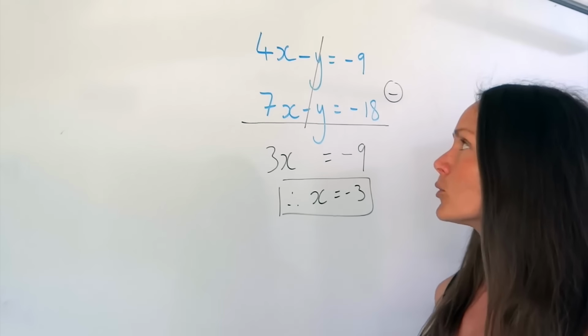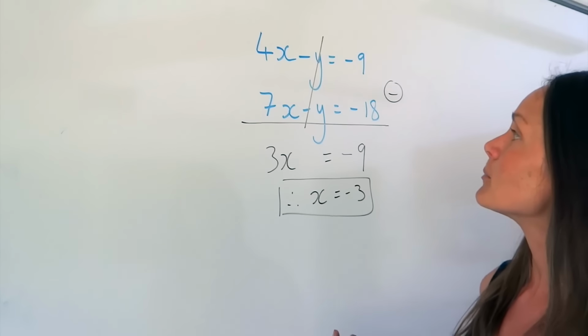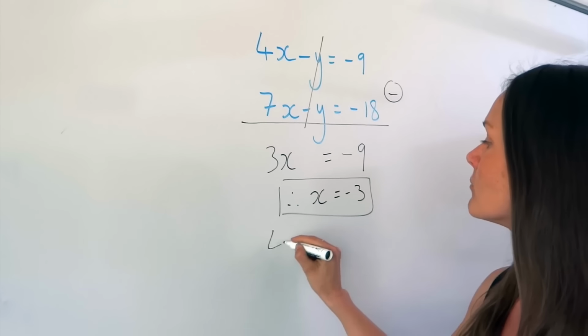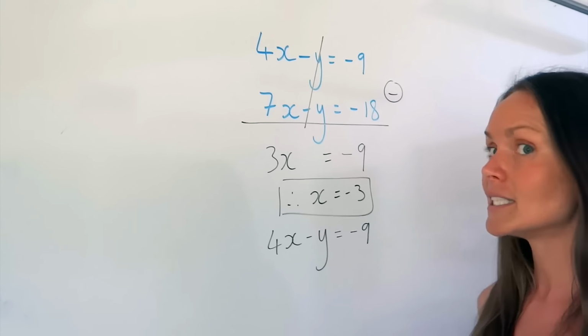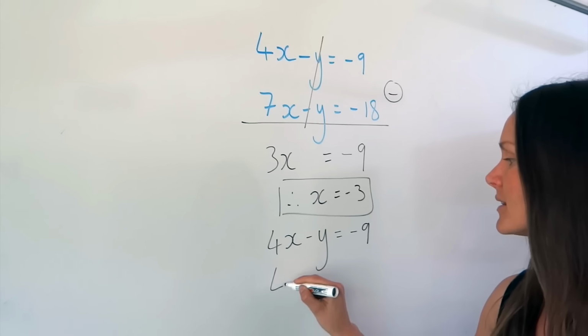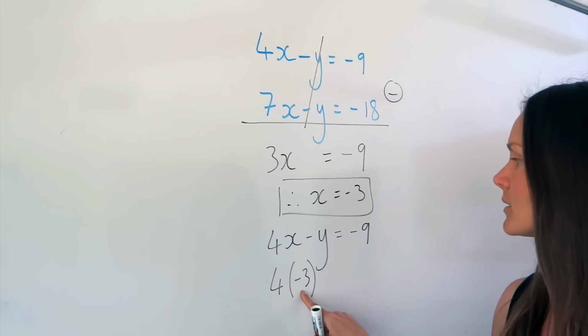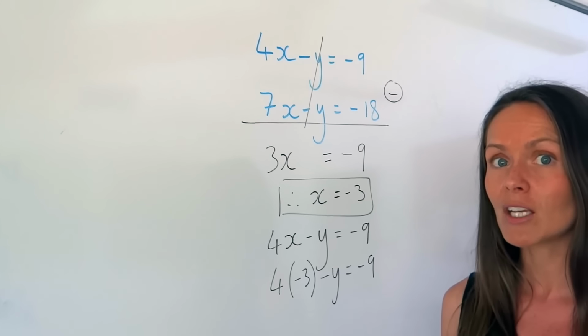Then, just like before, write out one of the equations again. I'm going to choose the top one, simply because it looks a little bit easier, because these are smaller numbers. But remember, it doesn't matter which one you choose. And then I need to replace the x value with negative 3. So I write this out again, but when I get to the x value, I put my brackets and my negative 3 value. And then I'm solving the equation.